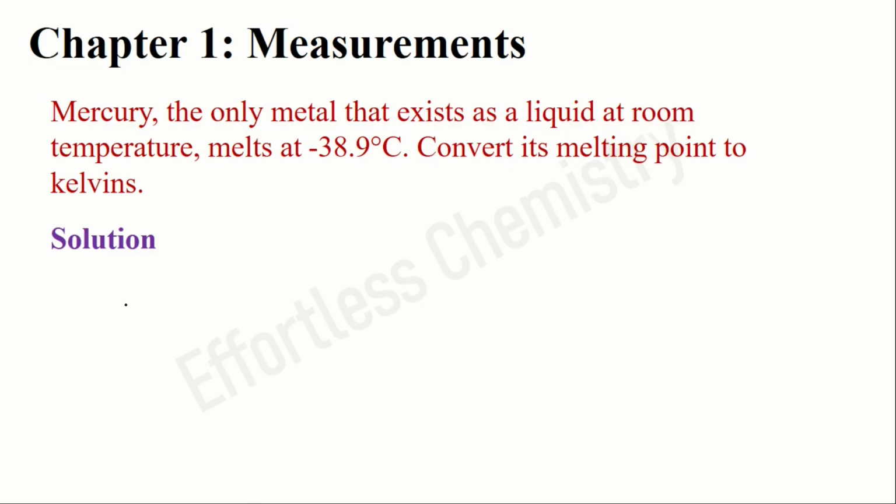Mercury, the only metal that exists as a liquid at room temperature, melts at minus 38.9 degrees Celsius. Convert its melting point to kelvins. Okay, first I will write the related formula which can do that for me. Degrees Celsius plus 273.15. It's enough in exams if you memorize these formulas, or maybe if it's an open book exam, you can use it easily.